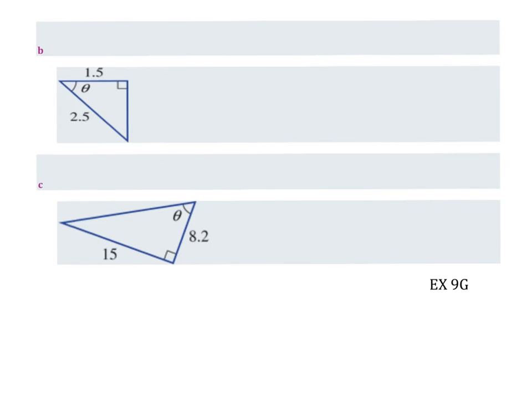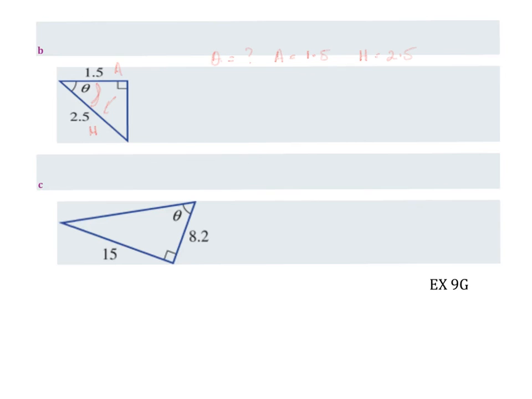Let's keep going with this example. Let's start off exactly the same way. So here's my given angle. So what do I have here? I have my hypotenuse and I have my adjacent. Writing out the information. So theta is equal to, well, we don't know, that's what we're looking for. Adjacent is 1.5 and the hypotenuse is equal to 2.5.